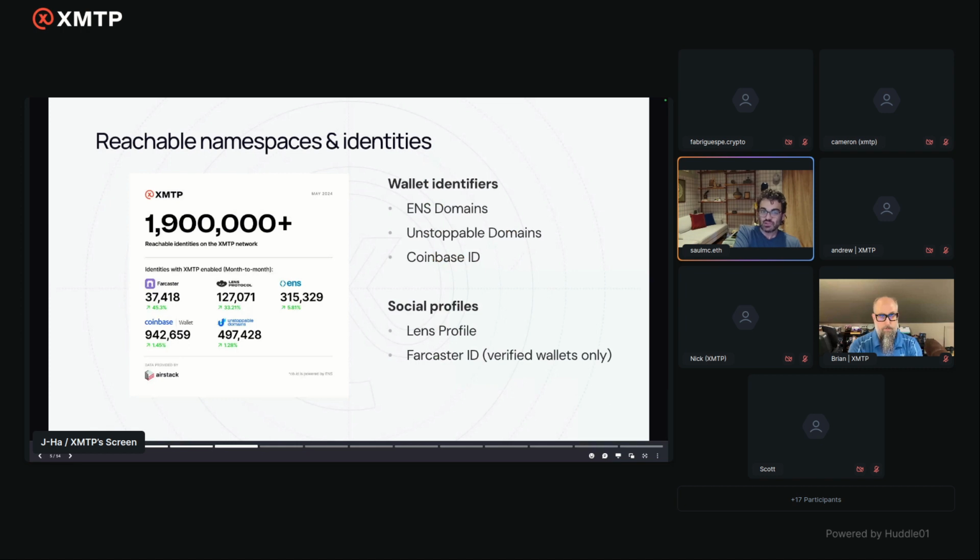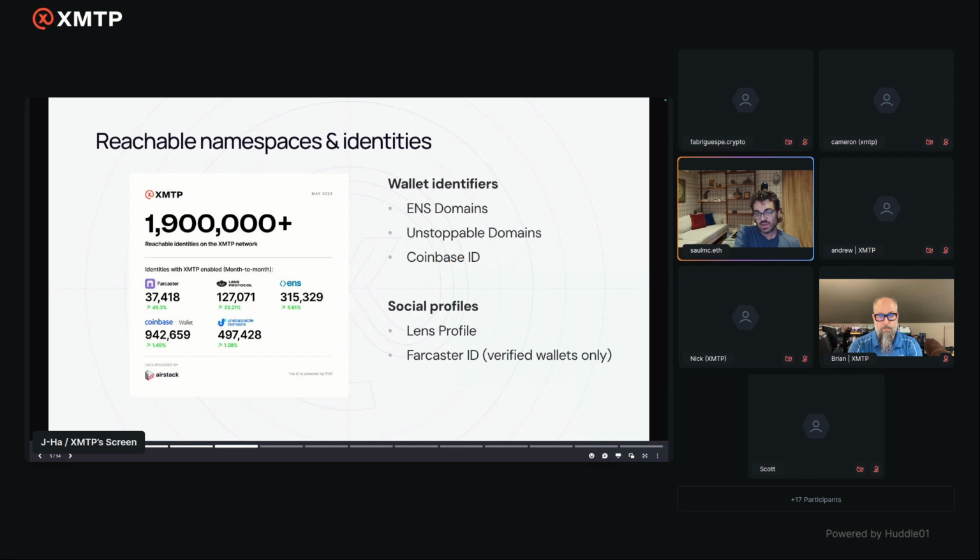So we talk about this reachable identities metric quite a bit. This is from last month, the 1.9 million, and it's up about 50K since then. I'm excited to share. We track 5 different namespaces with identifiers that can be tracked or traced back to wallets using on-chain data. Actually, 4 use on-chain data, 1 uses off-chain data. I'll get into that in a moment.